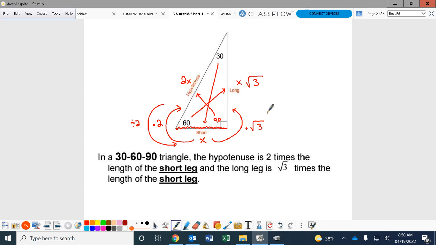You could also go backwards. Instead of multiplying by the square root of 3, the opposite of that would be to divide by the square root of 3.